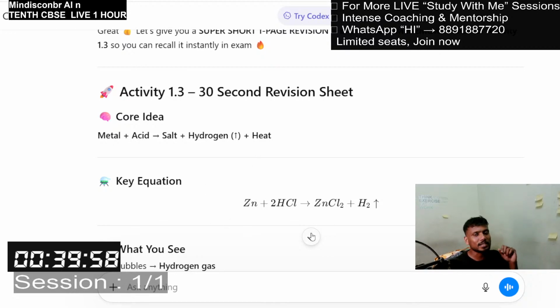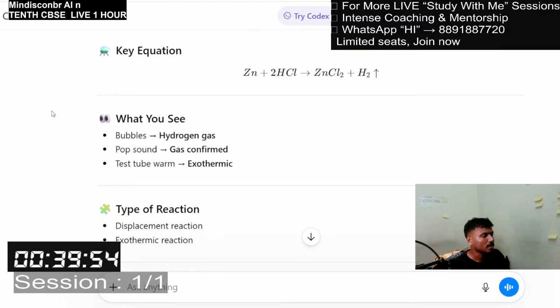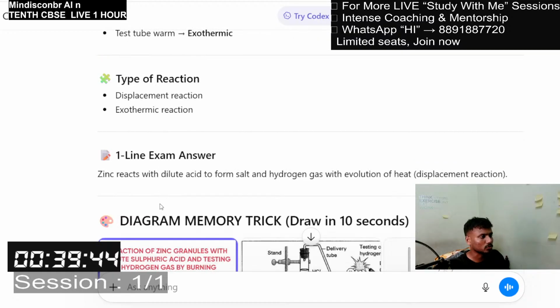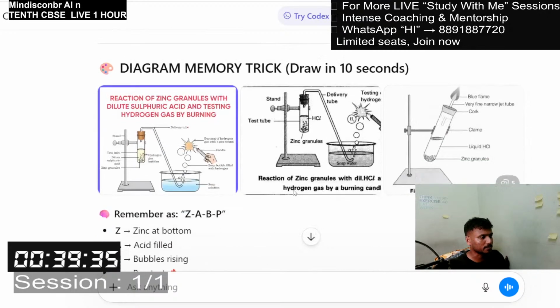Key equation is Zn plus 2HCl gives ZnCl2 plus hydrogen. What do you see? Bubbles are an example of hydrogen gas. Pop sound confirms the gas. The test tube becomes warm, which shows it is an exothermic reaction. Type of reaction: displacement reaction, exothermic reaction. Zinc reacts with the dilute acid to form salt and hydrogen gas with evolution of heat. This is an example of a displacement reaction.